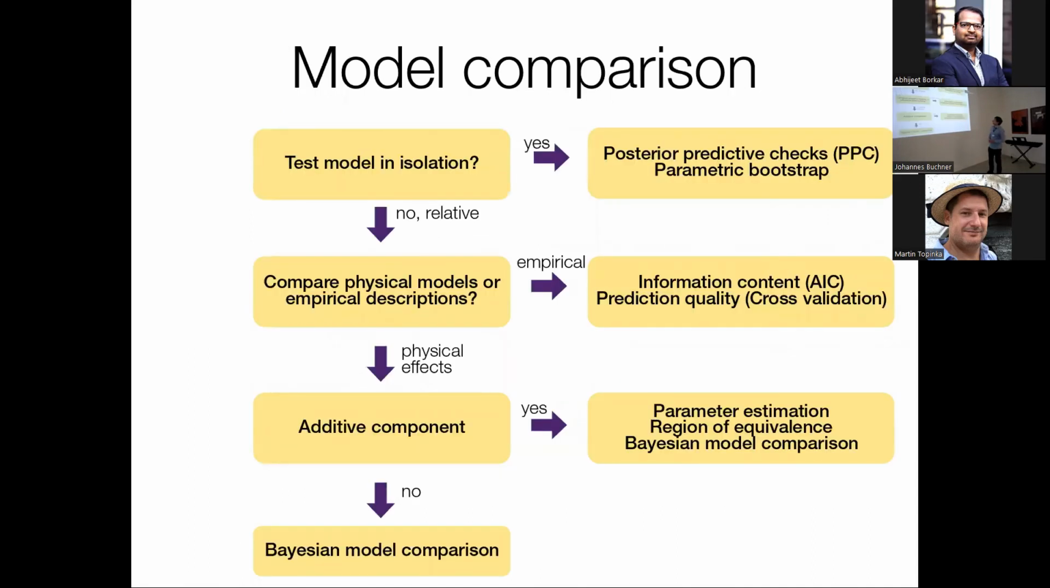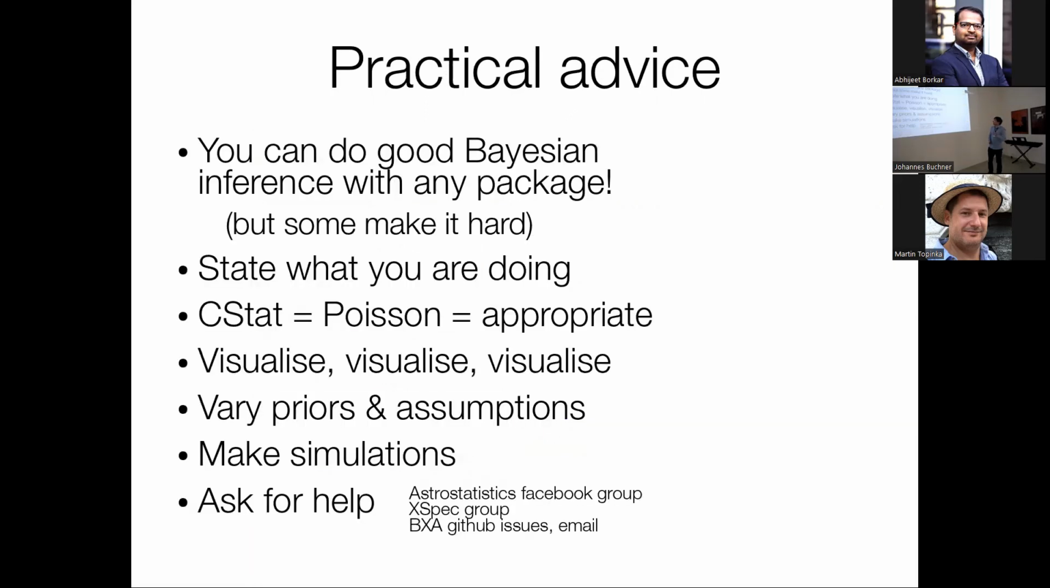Yeah, this I already described, how I recommend to do model comparison. It depends what scenario you are in. You can look at this later. Here's some final practical advice. So you don't have to use BXA. You don't have to use PyXspec or Sherpa. There are other packages as well. You can do good Bayesian inference with other packages. Some packages make it harder than others. That's all I want to say.